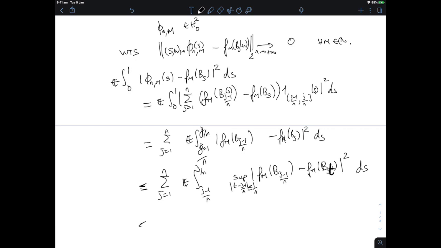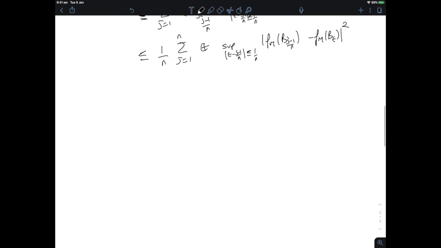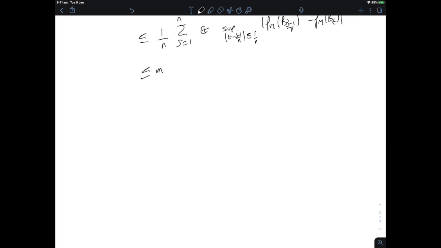And now this gives me 1/n times the sum j equal 1 to n of the expectation of this supremum, where t minus (j-1)/n is smaller than 1/n, of f_m(B_{(j-1)/n}) minus f_m(B_t) squared. Right. And now, see, I'm summing up n terms, but then I'm dividing by n. So I can control all of that by the maximum over all j running between 1 and n of this expectation of this supremum.